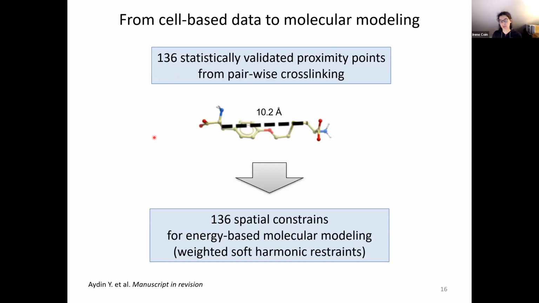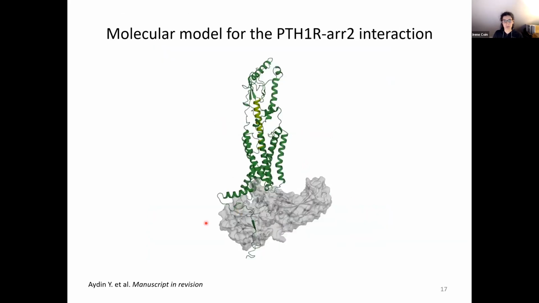So what do you do with this treasure? It means you know 136 pairs of amino acids that are close to each other. So then you have to go to molecular modeling. So we did molecular modeling on the PTH receptor arrestin complex, and we put constraints. We told the computer that it should build a model where the hits of our pairwise cross-linking, these pairs of proximal amino acids, should not be farther away than 10.2 angstrom, which is the distance of the thioether that's generated by the electrophile cysteine reaction.